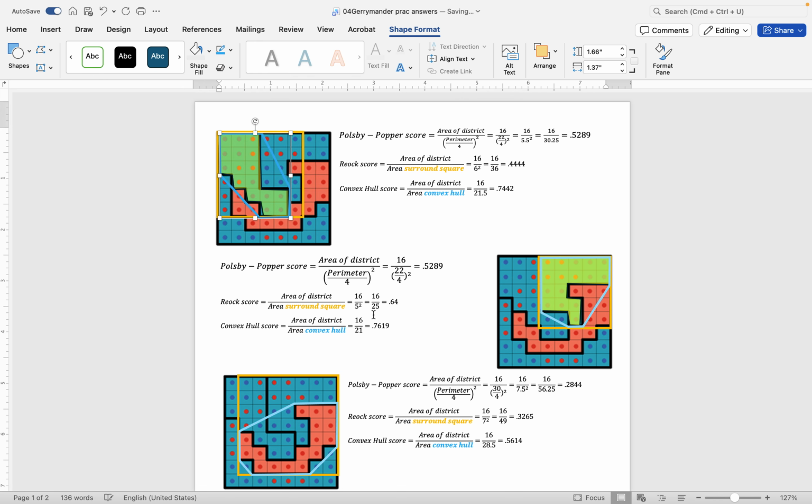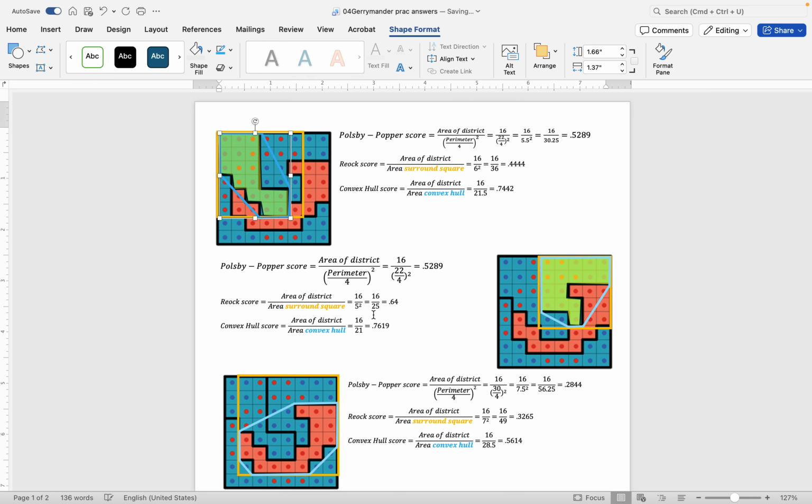And again, if you are more comfortable using 1/2 base times height for your triangles, that's fine. Now, as I add all of this together, I'm going to get 21.5, and that's where I got this bottom number here. And again, that top number is the area of the original district. Notice that 16 happens here, and here, and here. It is the numerator, or the top, of every single calculation that we do for these problems, okay? All right, and then we divide that, we get our 0.7442 as our final convex hull score.